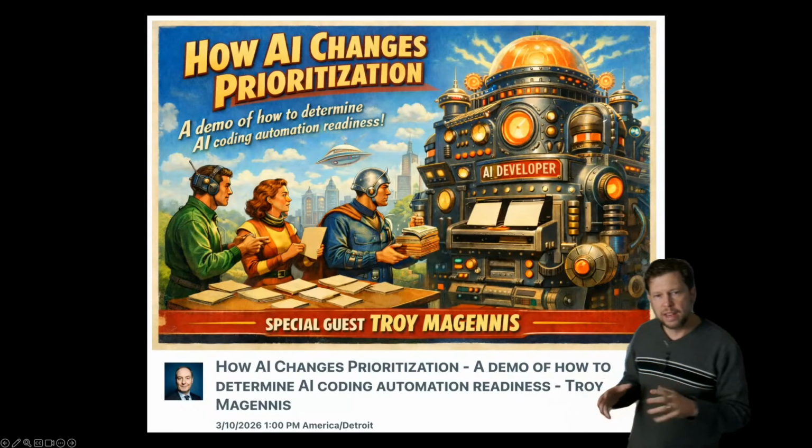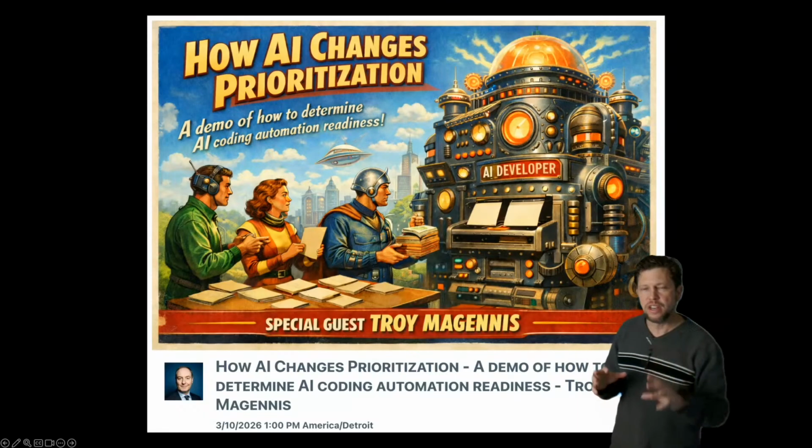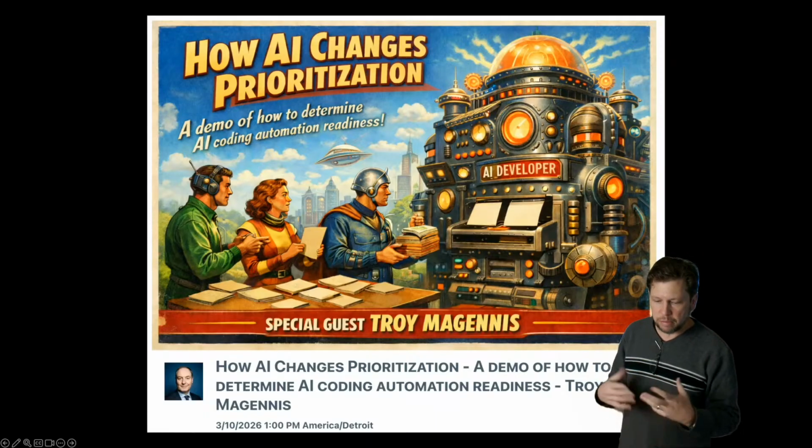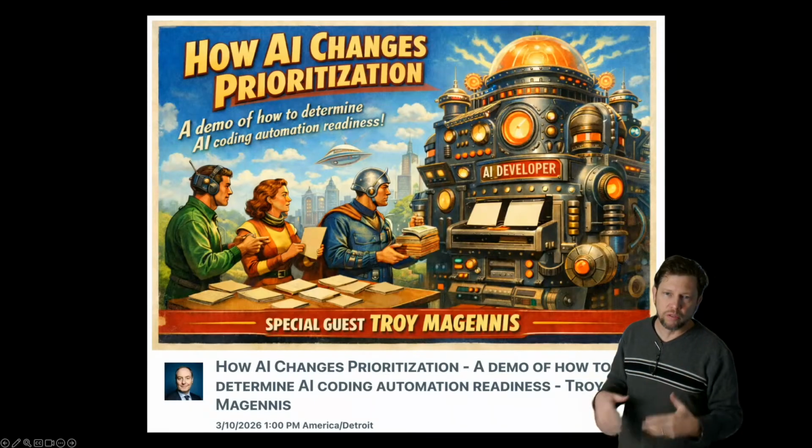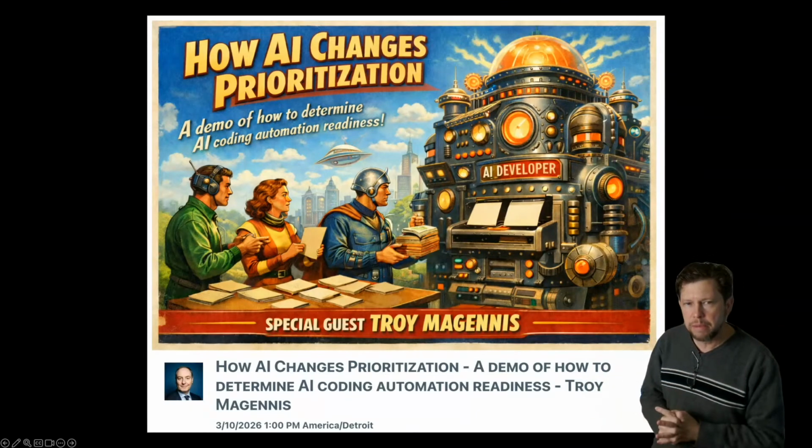And what he's going to be talking about is how AI changes prioritization and what he's been discovering in some of the software he's producing, of how to determine if something's ready to actually use for AI development. So those are 2 things coming up with guest speakers.